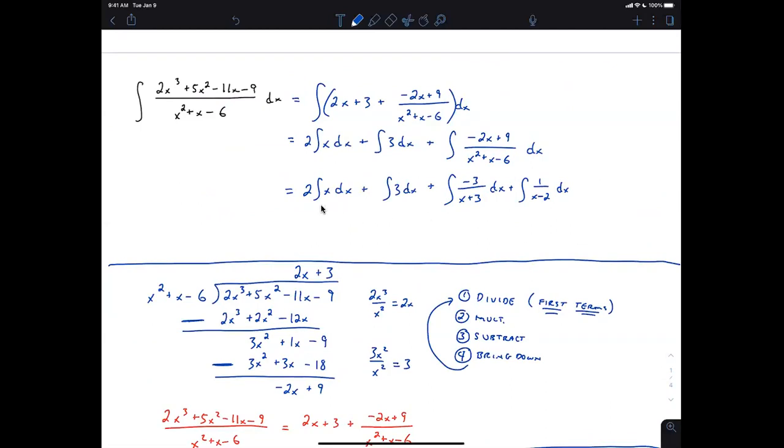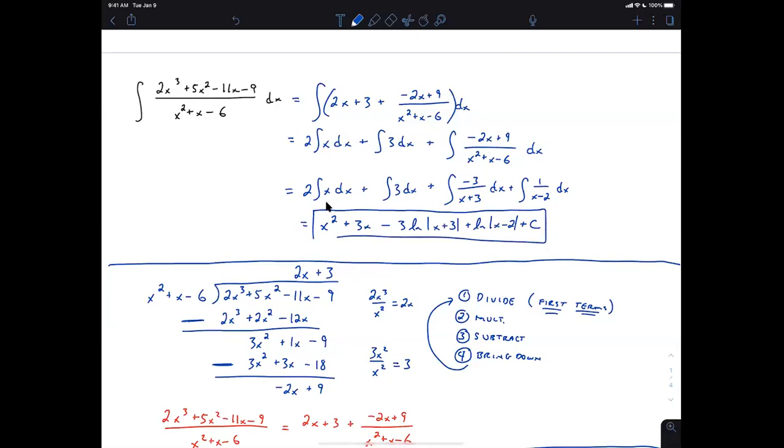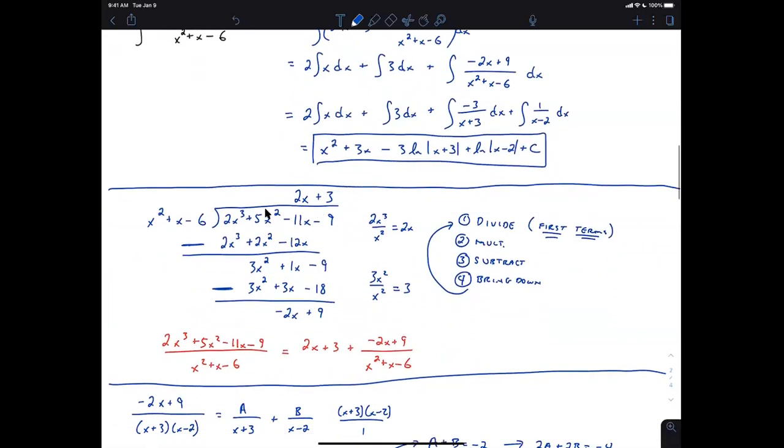All right, so integral of x dx is 1/2 x squared, and that cancels with the 2, so we get just x squared plus 3x minus 3 natural log absolute value of x plus 3 plus natural log absolute value of x minus 2 plus c, and that's the answer. A lot going on in that problem, but the new part is having to do this long division first.